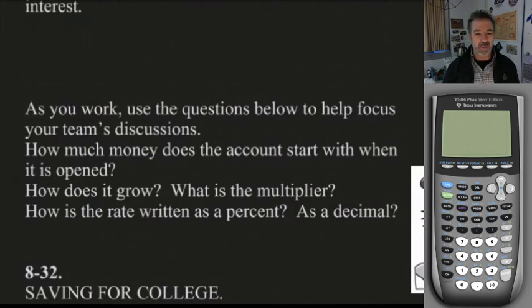All right, so as we're thinking about these questions today, you don't have a team, it's just you and me, but be asking yourself this: how much money does the account start with when it's open? If we think about that, that would be like our 0th term on a sequence, or it would be our y-intercept if we were graphing something. So where does it begin? How does it grow? Does it grow with a multiplier? It could be growing by addition too. It may have a common difference, not a multiplier necessarily. And how is the rate written as a percent? How is the rate written as a decimal?